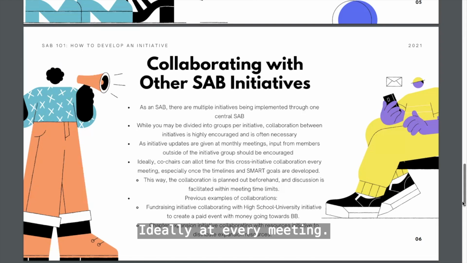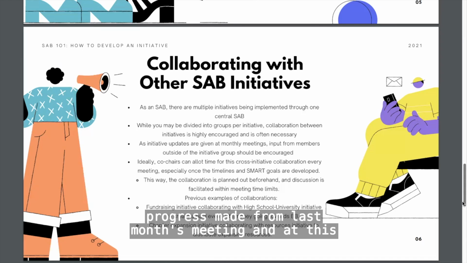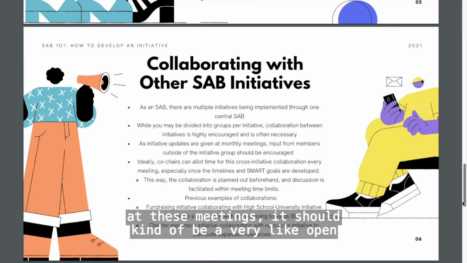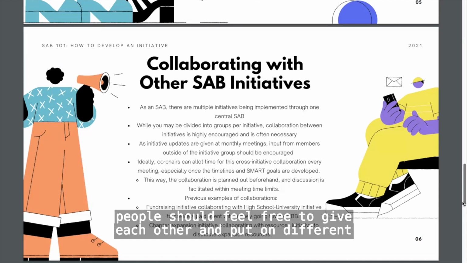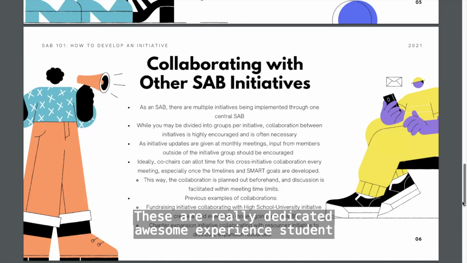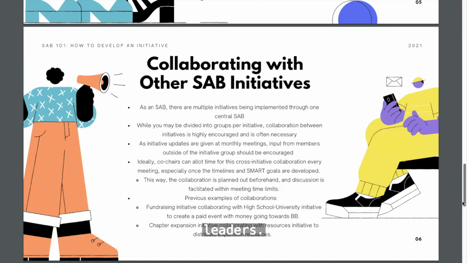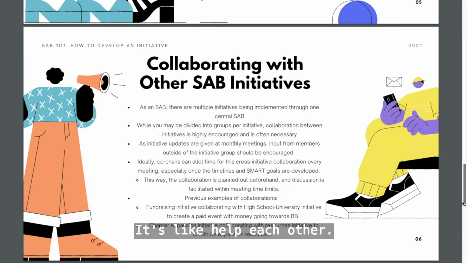Ideally, at every meeting, there should be updates given on the initiative about progress made from last month's meeting. At these meetings, it should be a very open dialogue kind of vibe. People should feel free to give each other input on different initiatives. Obviously, these are really dedicated, awesome, experienced student leaders, so we would really love for them all to help each other.